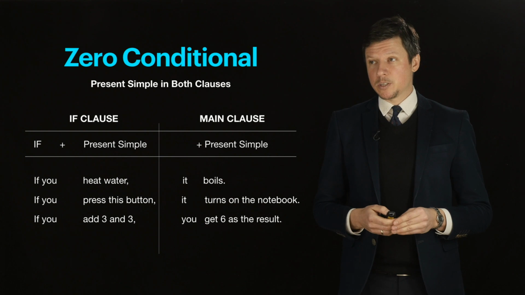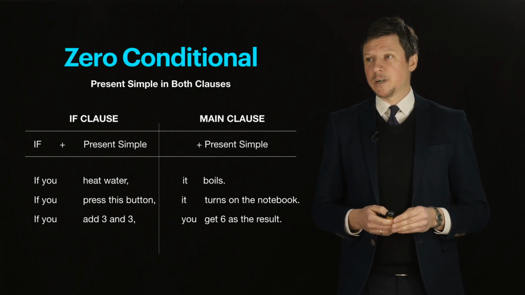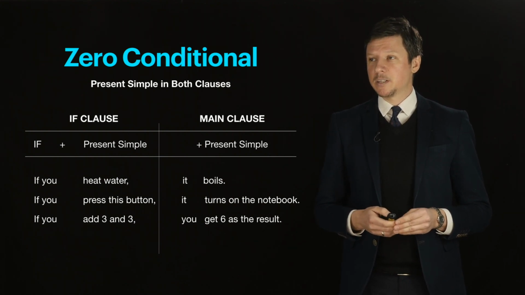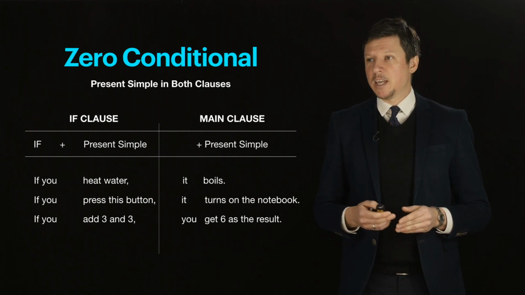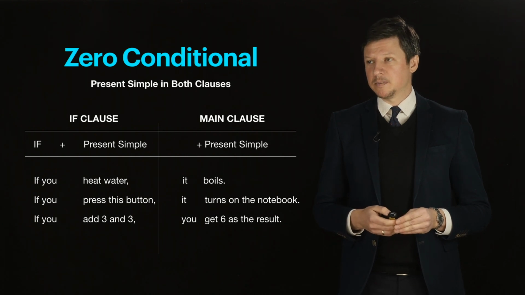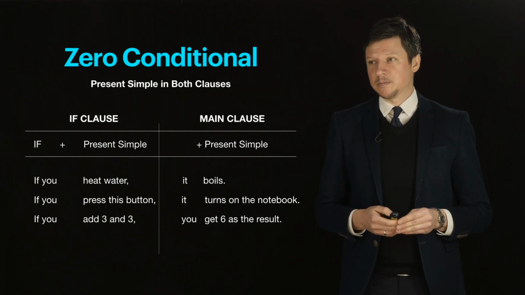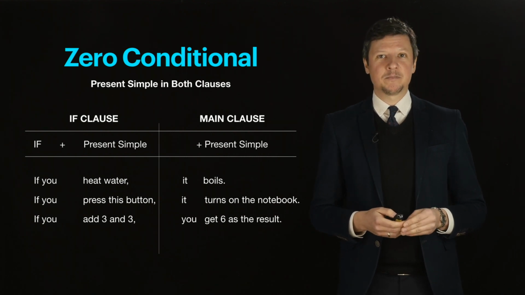In the case of the zero conditionals, we use if plus present simple, and in the main clause we use present simple. Let's have a look at a couple more examples. If you press this button, it turns on the notebook. If you add 3 plus 3, you get 6 as the result.